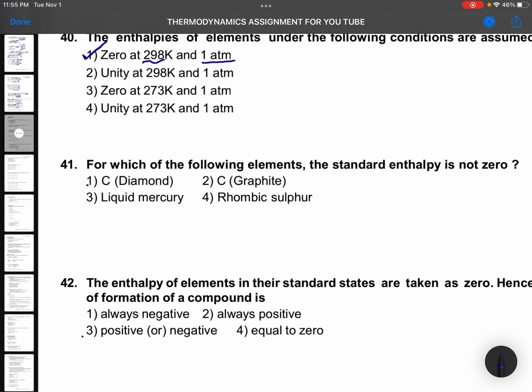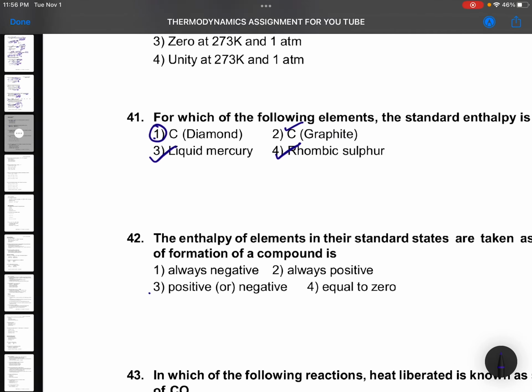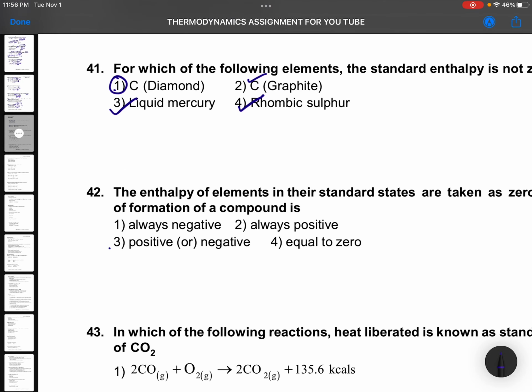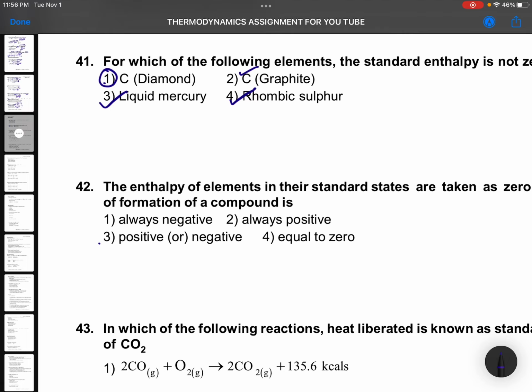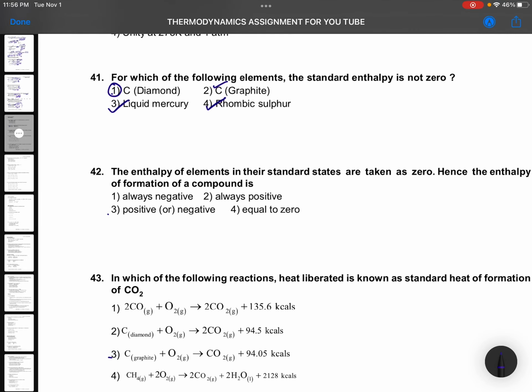For which of the following elements the standard enthalpy is not 0? Just now we are discussing. Na? Carbon, graphite is the standard element. Rhombic sulfur is. Liquid mercury is. Diamond is not the standard form of carbon. The standard form of carbon is graphite. The enthalpy of elements in their standard states is taken as 0.